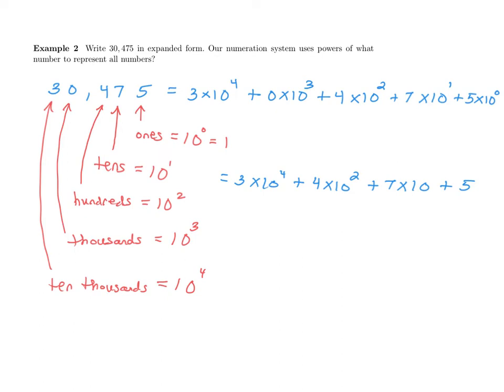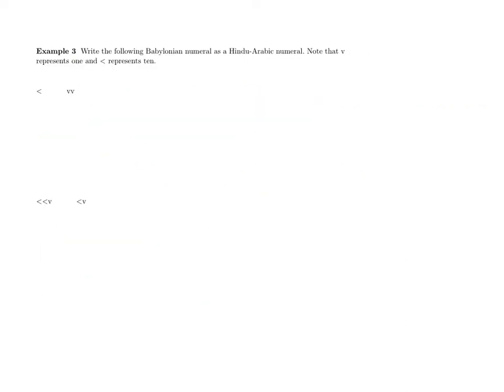Let's check that out by looking at an example with the Babylonian numerals. In example 3, I'd like to write the following Babylonian numerals as Hindu Arabic numerals, meaning change them to our base 10 number system. I'll note that a V symbol represents 1, and this less than symbol is going to represent 10. So how does this work for this first numeral here?